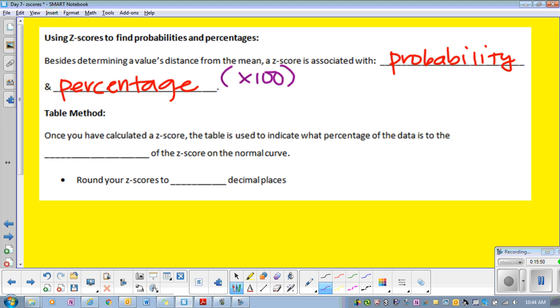All right, here's how you get the probability from a z-score. You use the table, okay? The table is used to tell you what percentage of the data is to the left of the z-score, below that z-score. The table always tells you below, all right? You want to round your z-scores to 2 decimal places in order to get these values from the table. I'll give you a copy of it. Please don't lose it.